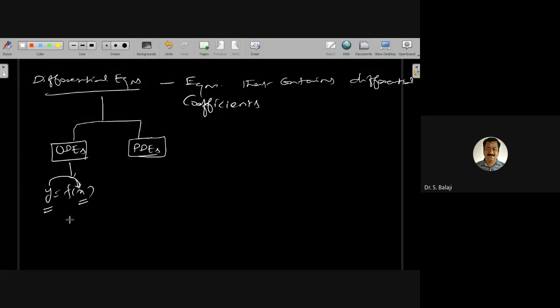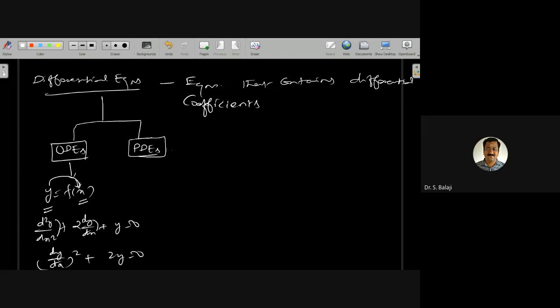If y depends on only one variable, from this we can construct differential equations, like d square y by dx square plus 2 dy by dx plus y is equal to 0. Similarly, (dy by dx) whole square plus 2y equal to 0, that type of thing. Y depends on x only. If you want to relate that functional relation with the help of differential equations, you can get this type of equation. These are all ODEs.